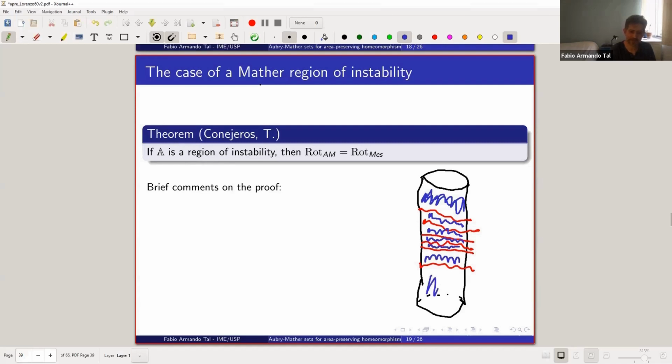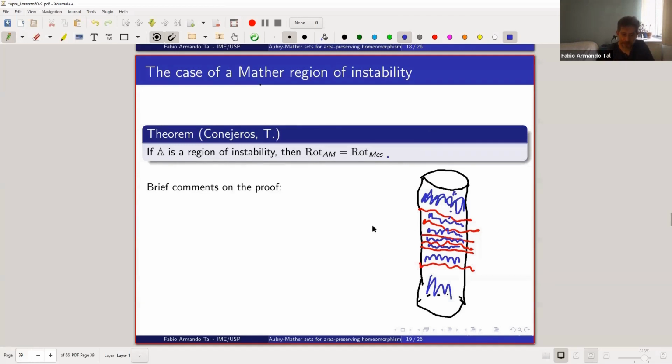So the first part of the theorem is saying that for a region of instability, if I lie inside one of these regions, I can realize everything. Then you will have to understand what happens when you have several regions of instability, one stacked next to the other. So the first part says that if I am in a region of instability, I can realize everything.